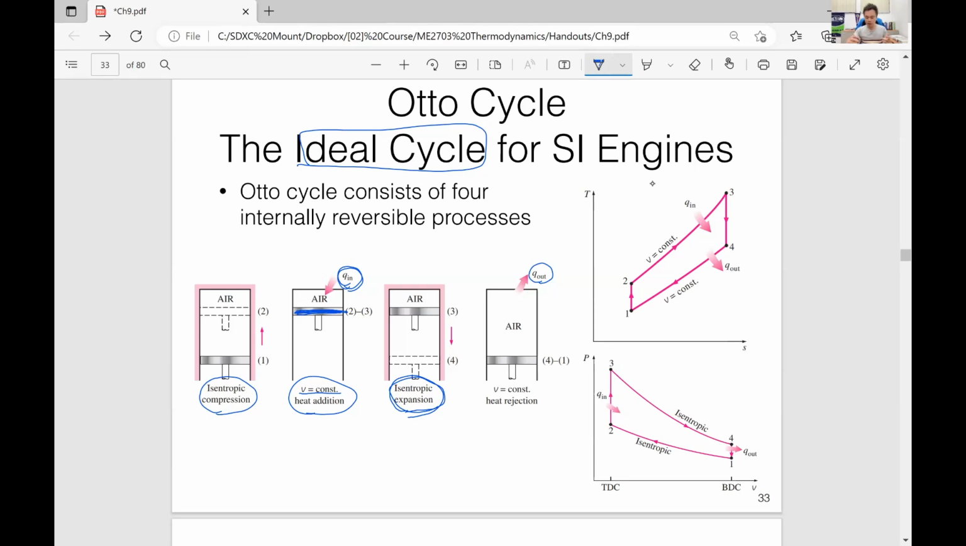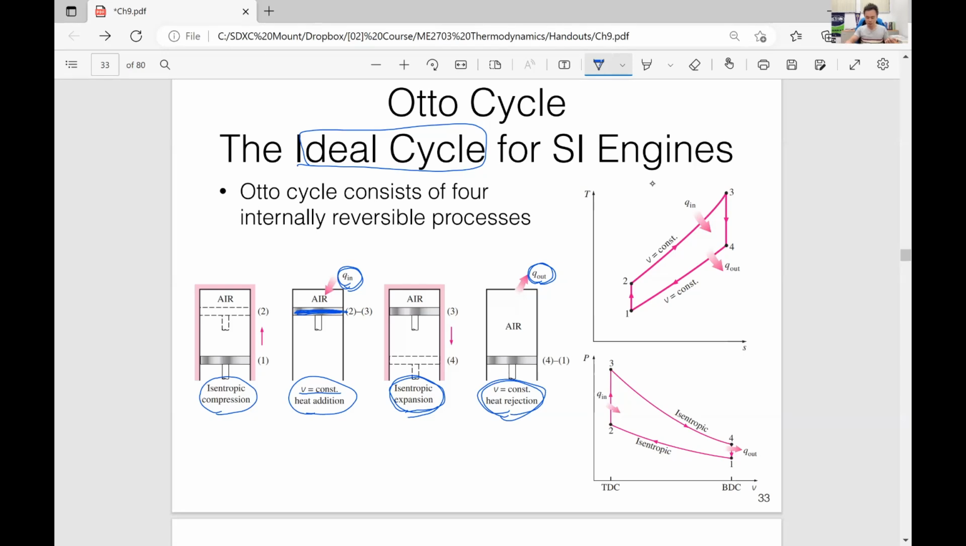And finally, we need to repel the burned air-fuel mixture, but we don't deal with that, right? We don't deal with the real exhaust repelling. Instead, we use a Q-out to represent the exhaust process. So this is a constant volume heat rejection.